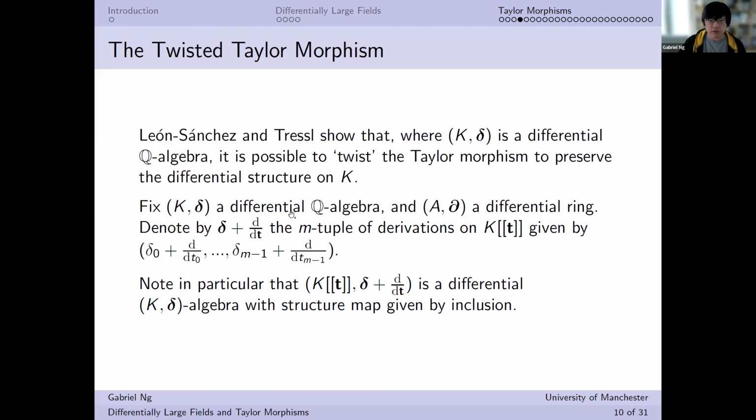So now we fix K delta, a differential Q algebra, and again, a differential ring, now a partial one. This delta plus d by dt is the m tuple of derivations on this formal power series ring, which is given by the component-wise sums. So delta naught plus d by dt naught up to delta m minus 1 plus d by dt m minus 1. You can check that they still commute. And in particular, now this ring is a differential K delta algebra with the structure map, which is given by just the inclusion of K into its ring of formal power series.